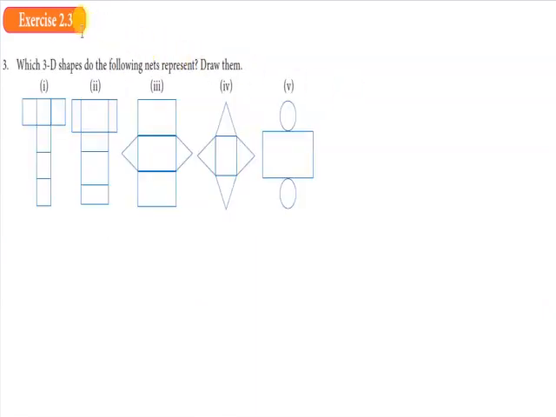Now we go for exercise 2.3, the third sum. Which 3D shapes do the following nets represent? Draw them. So here you have to draw some diagrams, right? Before that, I want to explain how to go about drawing here.